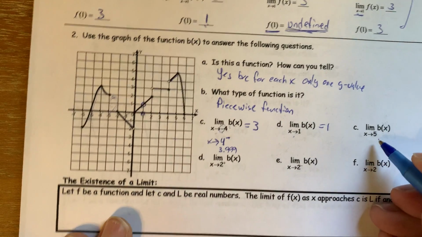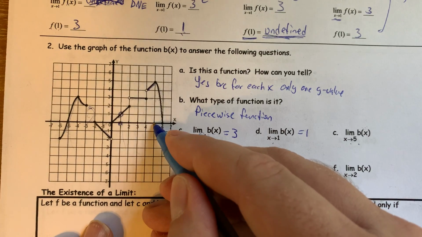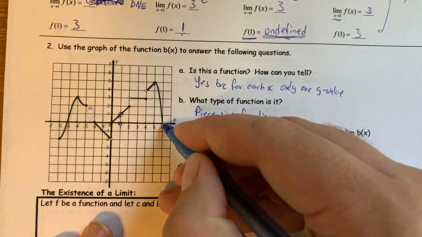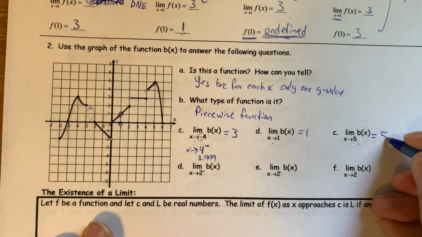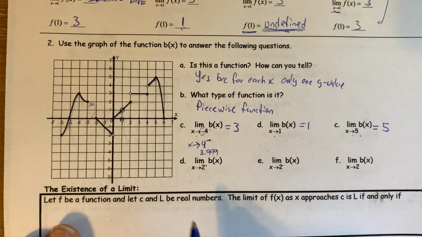As x approaches 5 of b of x, again, it's from both sides. So as x gets close to 5 from the left side, the y value is getting close to 5. And as x gets close to 5 from the right side, the y value is getting close to 5. And so that overall limit is 5. Here's a slightly different one. How do we read this?